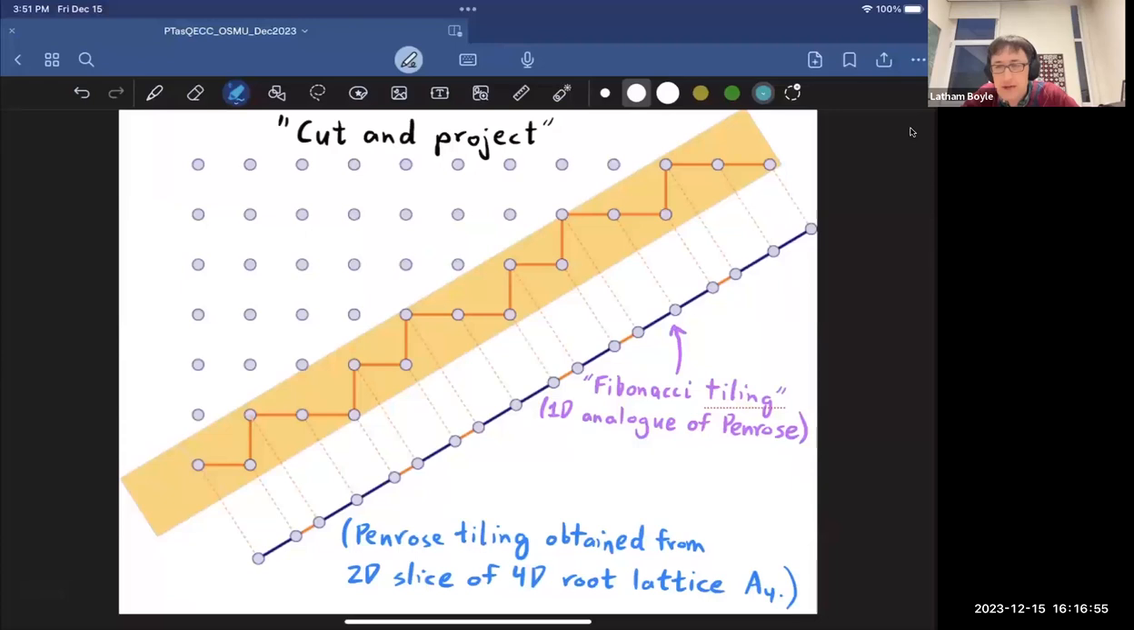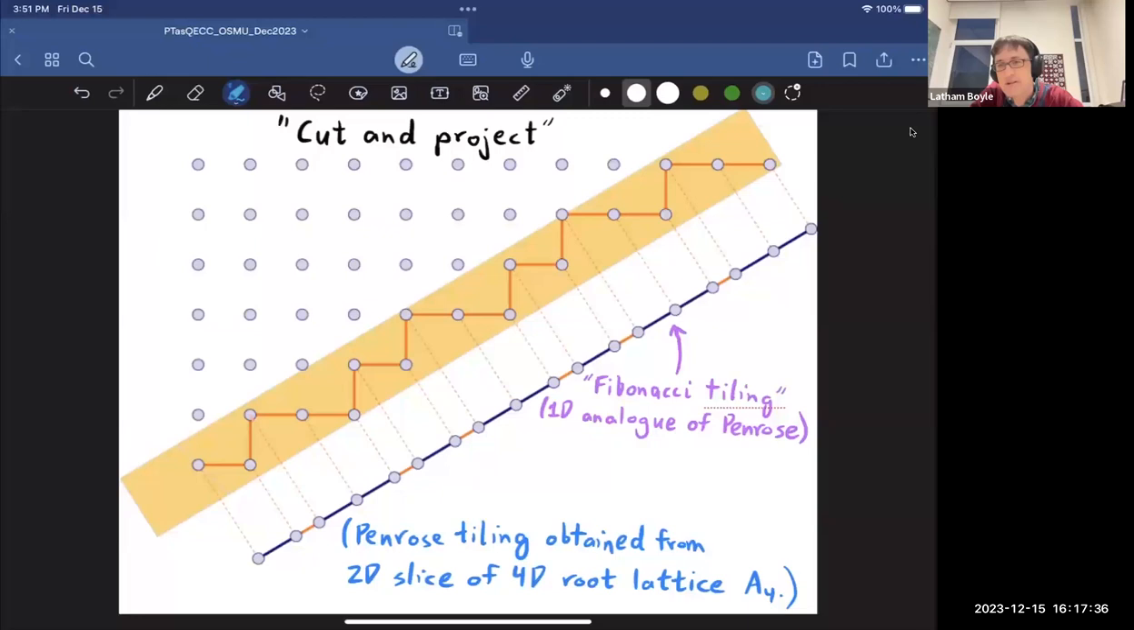Okay, so here is a second way to make such a tiling. It's the so-called cut and project method. So here the idea is that to obtain a Penrose-like tiling, an aperiodic tiling, a tiling with no translational symmetry, in a certain dimension, you start with a lattice that is periodic but lives in a higher dimension, and then you take an irrationally sloped slice through that higher dimensional lattice, and the non-periodic tiling comes from the intersection of that irrationally sloped slice with the higher dimensional lattice.